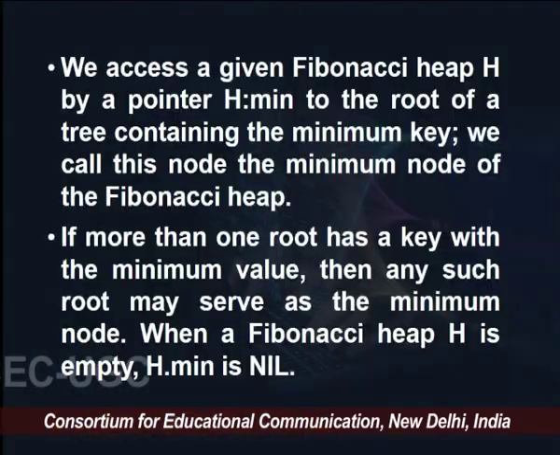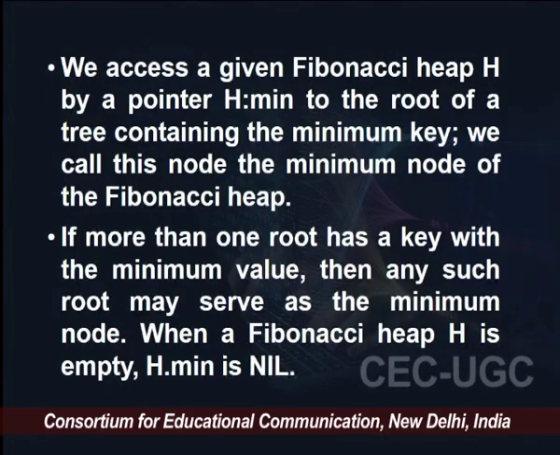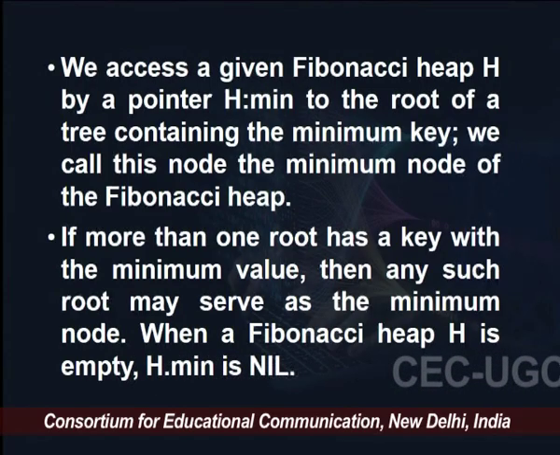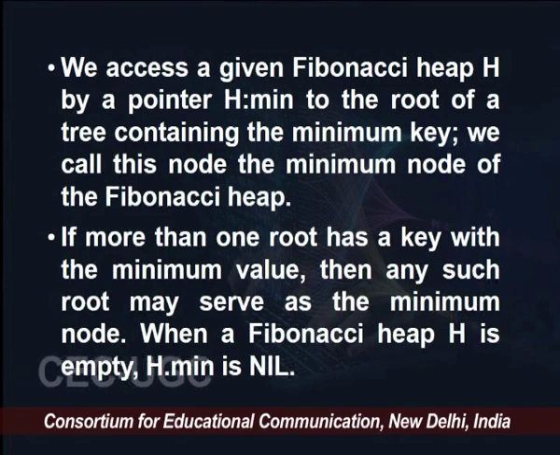All the newly created nodes when we start the building of the heap are unmarked, and the node X becomes unmarked whenever it is made the child of another node. Now, how is someone going to access the Fibonacci heap H? That is through the H.min pointer, which is a pointer pointing towards the root of the tree containing the minimum key, and we call this node the minimum node of that Fibonacci heap.